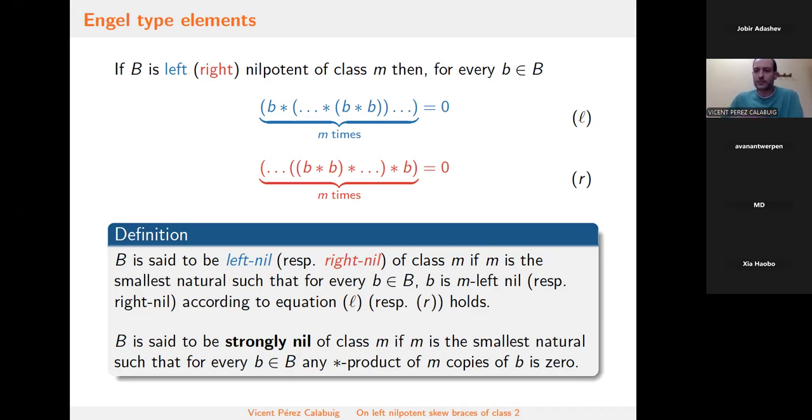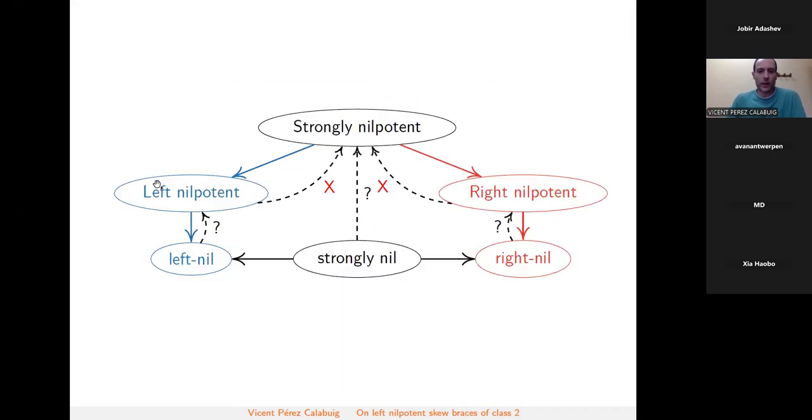Okay, so we have the following general situation. We have seen an example of a left nilpotent skew brace which is not right nilpotent, and we have seen an example of a right nilpotent skew brace which is not left nilpotent. Now we have introduced weaker nilpotency notions: left nil, strongly nil, and right nil. So the natural question is, do these conditions imply left, strong, and right nilpotency respectively?